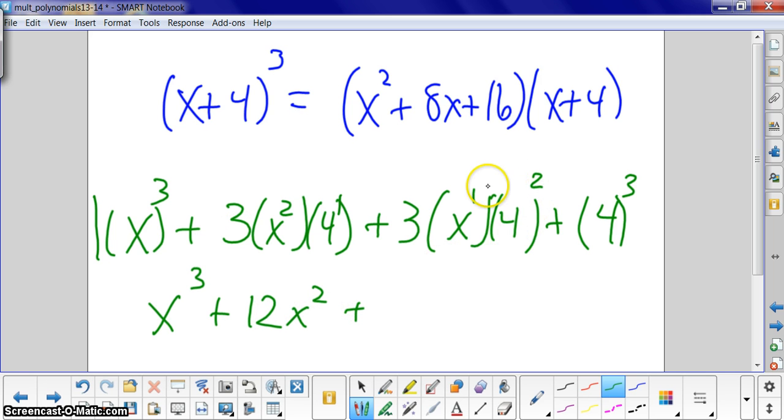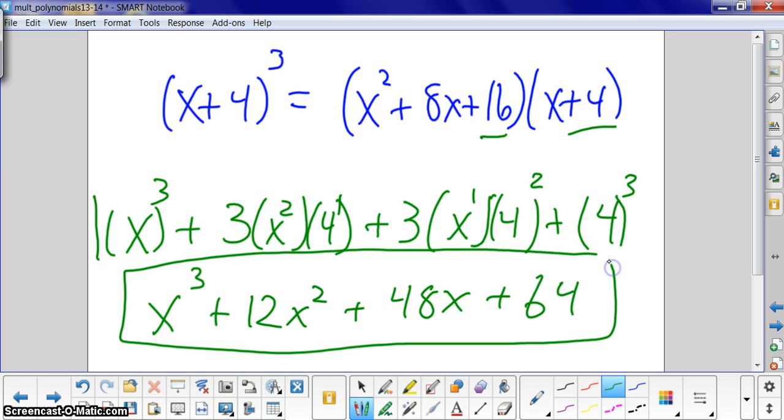4 squared is 16 times 3 is 48. And then plus 4 cubed, 4 times 4 times 4, 4 times 16. And that gets me 64 right there. So if I follow the pattern, this is what I get. Should have been the same thing that you got when you did the distribution.